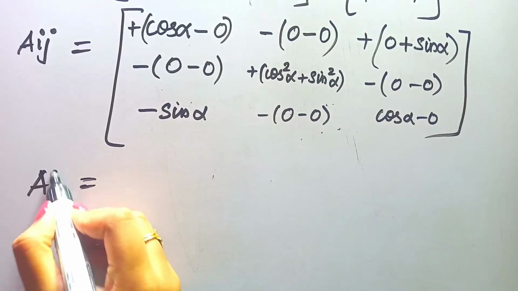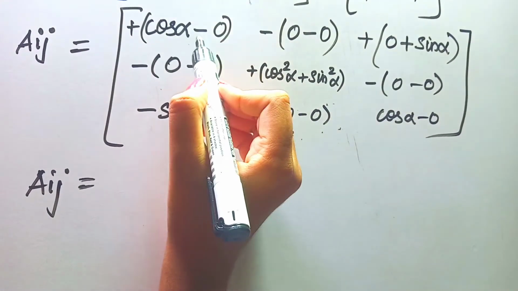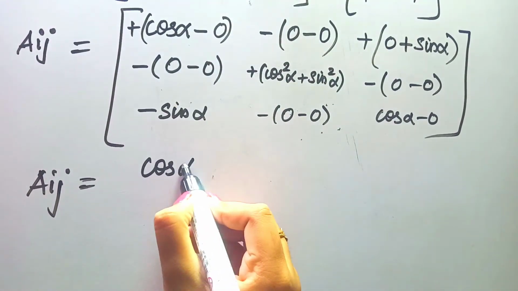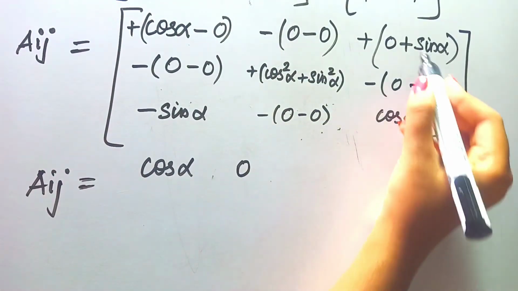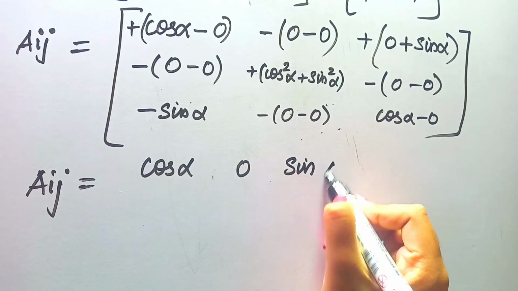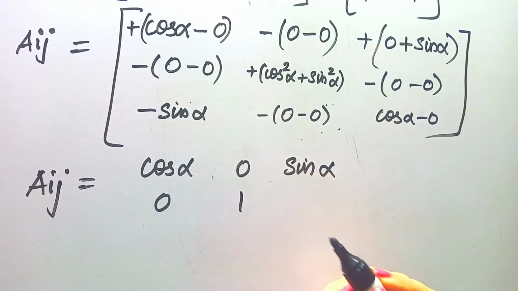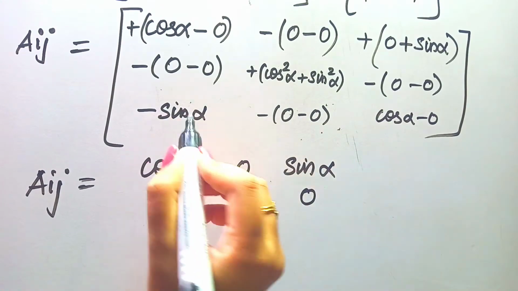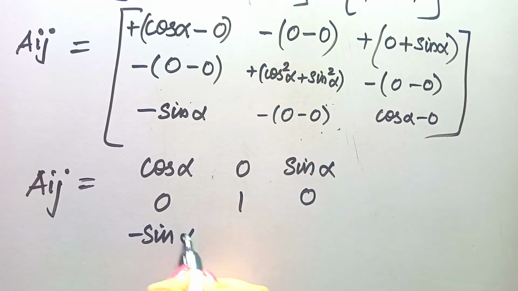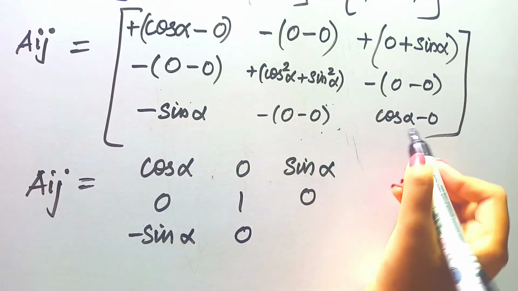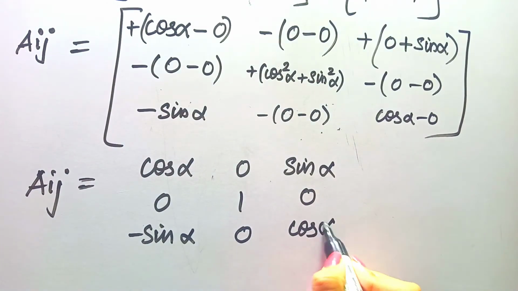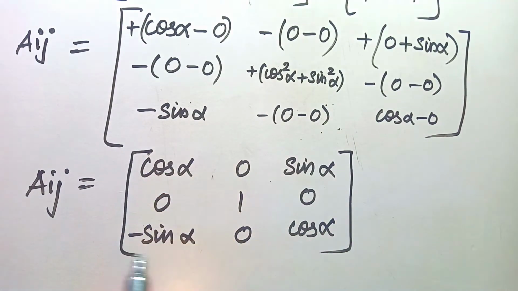So Aij is equal to cos alpha minus 0, it will be cos alpha. Then this will be 0. This will be sin alpha. Then here it will be 0, then cos square alpha plus sin square alpha, it will be 1. Then this will be 0, then here it will be minus sin alpha, and then this term will be 0, and then finally it will be cos alpha. So this is how we will find Aij.